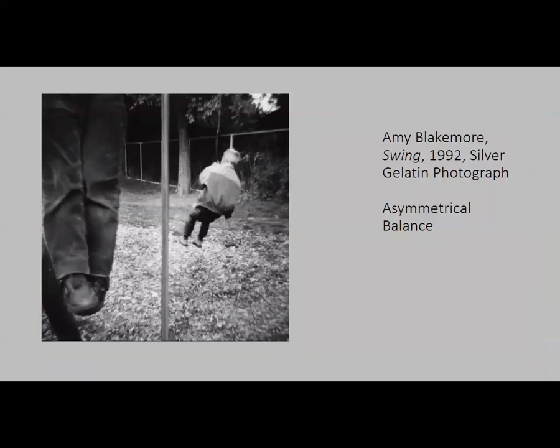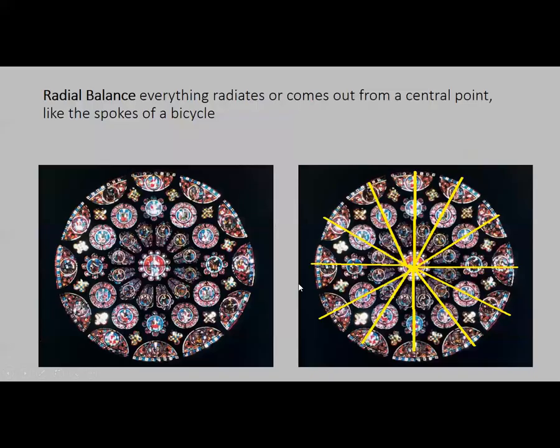This one we think, oh, is this bilateral symmetry? But no, it's not. It's asymmetrical balance because there's this diagonal thrust. We go from this kid's shoes along the body of this other kid up to that tree. There's also this diagonal thrust of the fence as we run along the fence. So this uses asymmetrical balance.